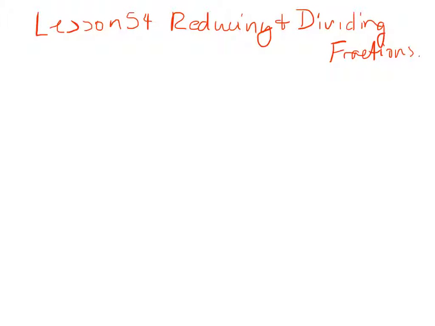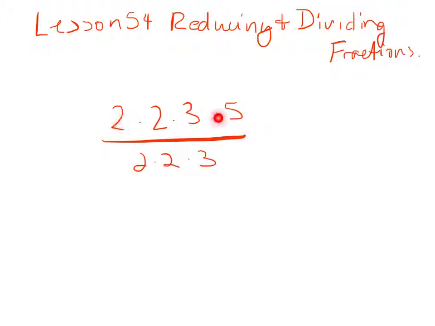All right, sixth graders, lesson 54 here. Looking at factors and reducing them. So we'll copy the example you see there. Notice the numbers are written in order from least to greatest. So 2, 2, 3, 5, and 2, 2, and 3.